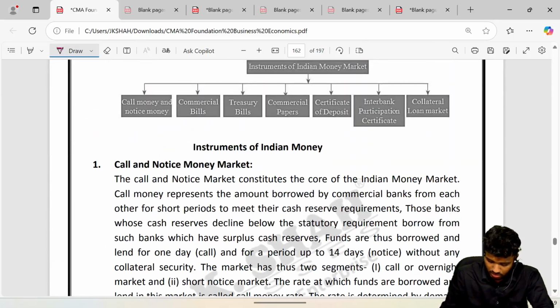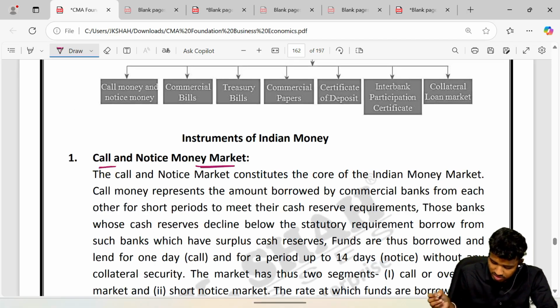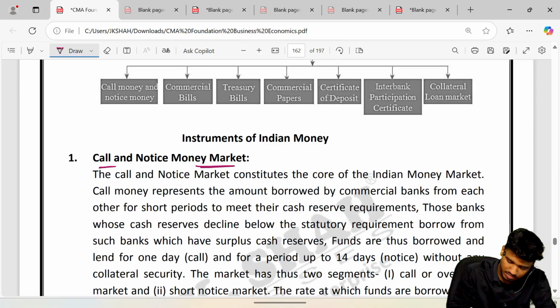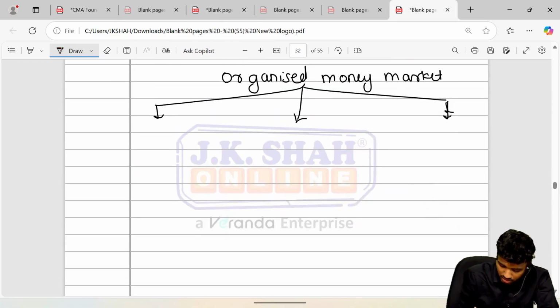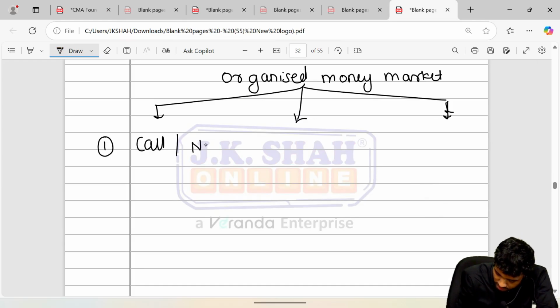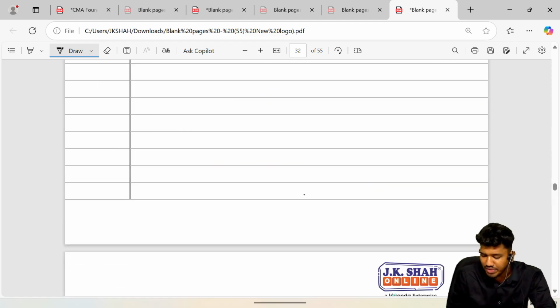Yeah. So this is call and notice money market. What is call and notice money market? I'll tell you what it is. Let's say, for an example, this. Okay. So first is call and notice money market.